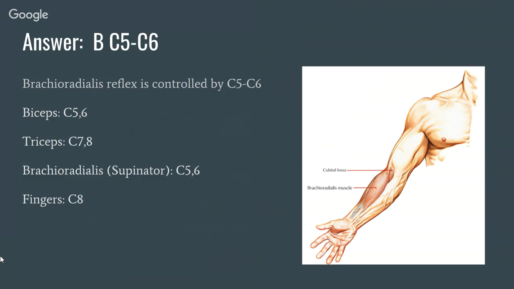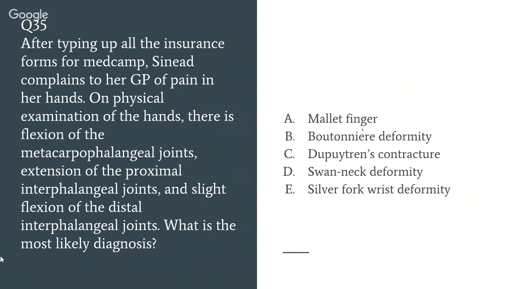Important that you guys know your reflexes, especially for upper limb. The main ones are biceps, triceps, brachioradialis, and fingers. This can be asked in anatomy questions, and it can also come up in CSSEs or OSCEs later on for your upper limb, just being asked what the actual nerve roots are.